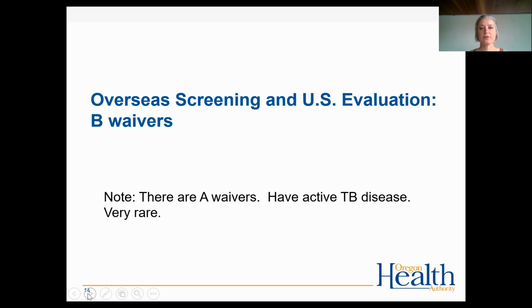Okay, so now we're going to kind of go through the whole process. As you can see, these are called B-Waiver immigrants. I just want to let you know that there are also A-waivers. These are people that have active TB disease, and the State Department or somebody else is allowing them to come into the US with TB disease. They're very rare. I think in my entire time at the state of about 13 years, I've maybe only seen 2, and I believe that it was a child. So there you go.